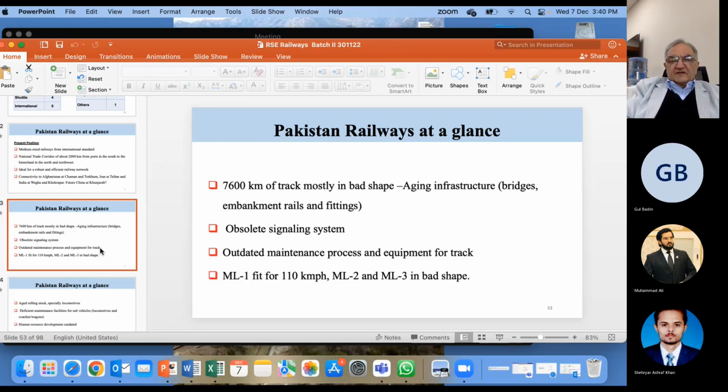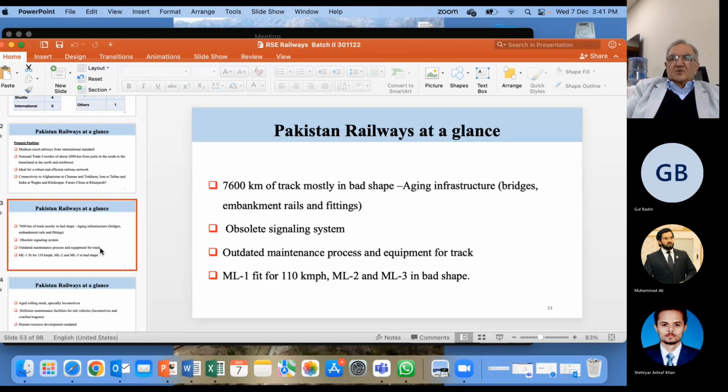Then ML-1, we say ML-1, mainline 1. It is designed for 110 to 120 kilometers per hour. In some places, of course, from Lahore to Multan, we've constructed a new railway line fit for 160 kilometers. But most of the railway lines are designed for 110 kilometers per hour, ML-1. ML-2 and ML-3 are in bad shape. On ML-2 and ML-3, the heavy locomotives can't go.